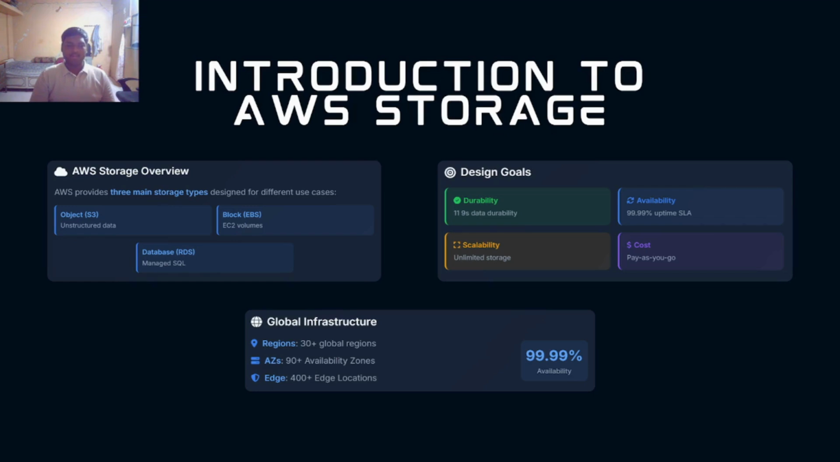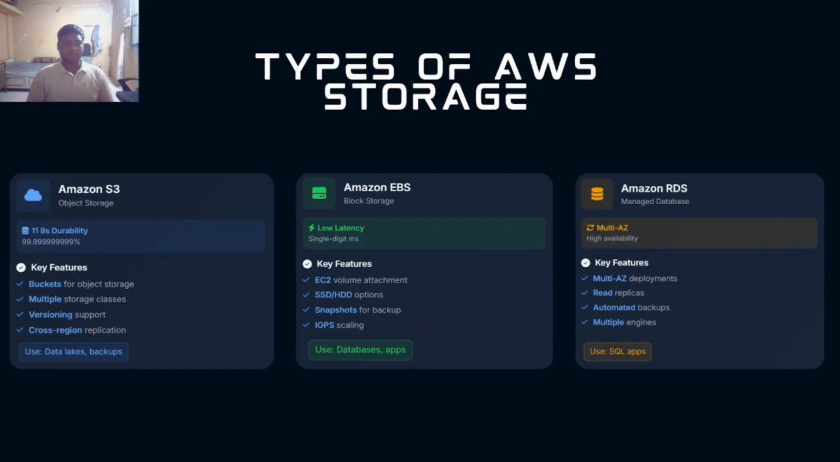Fourth is cost. AWS follows a pay-as-you-go model. It means you pay only for your usage. No need to buy hardware. It reduces overall cost. Next is the types of data storage.